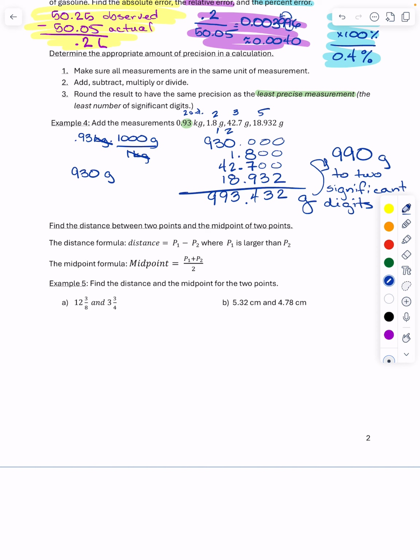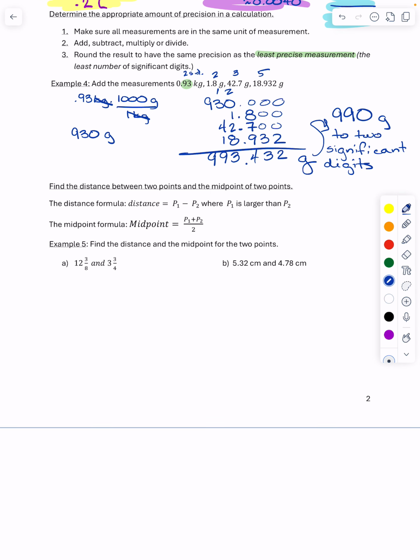Last one is distance and midpoint between 2 points. Now these are points in 1 dimension. So distance and midpoint, we're just going to start with distance. To find the distance, we're going to subtract. With the reminder that when we subtract fractions, we don't need to multiply up there. We need a common denominator.